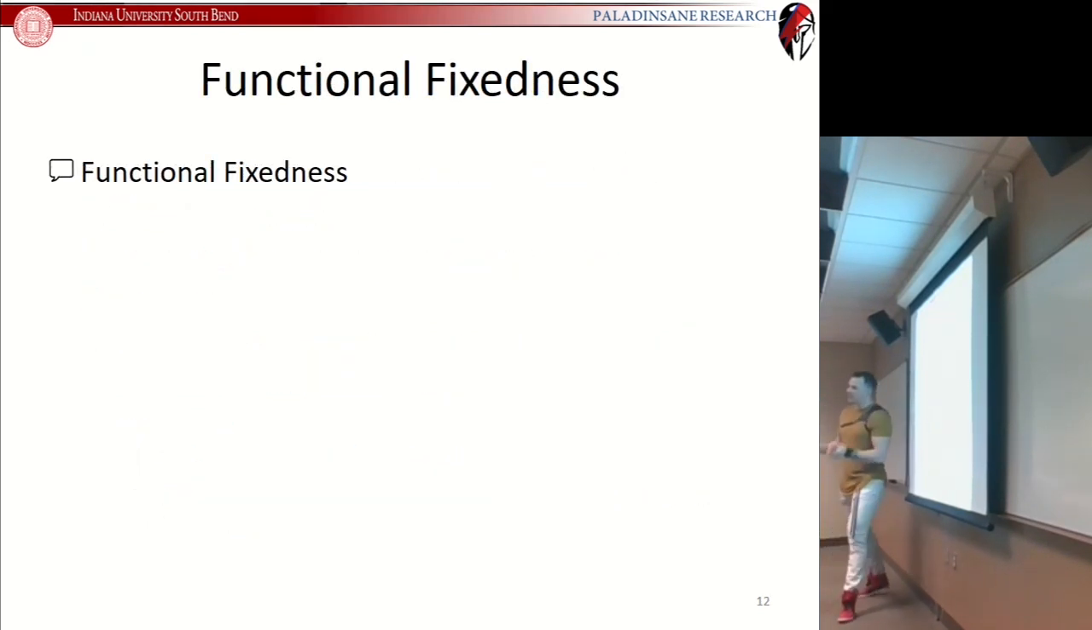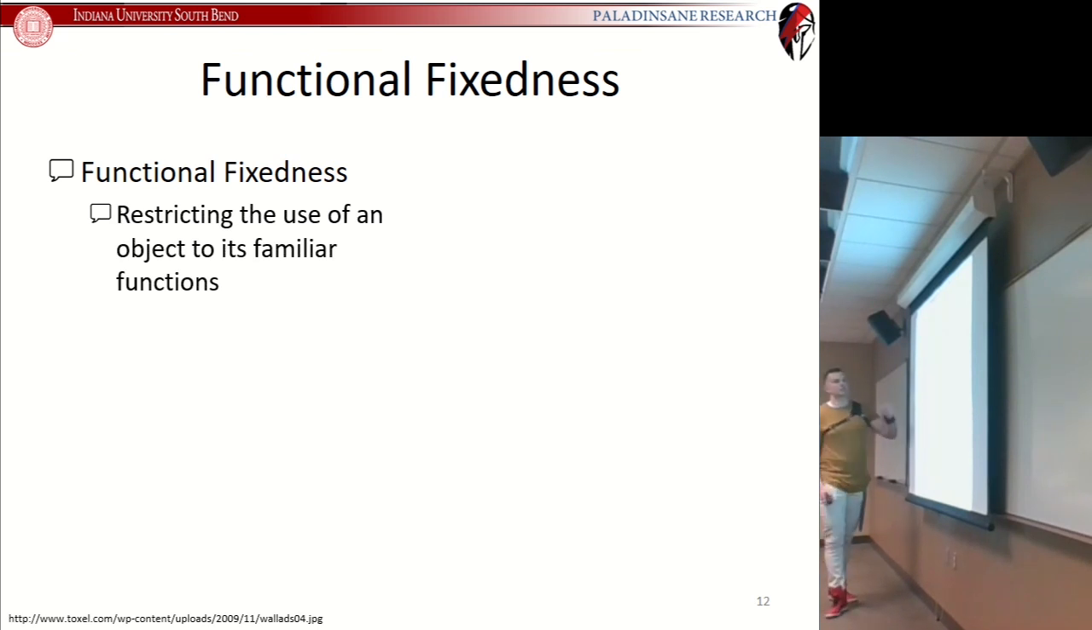Functional fixedness. Functional fixedness is another phenomenon that psychologists have identified that is an impediment to solving problems. It's a restriction. It's one of the things that makes solving problems difficult. What it is, is the restricting of the use of an object to its familiar functions. It's fixing an object and only using it in the way that is typical, in the way that is familiar. You are fixing the function.